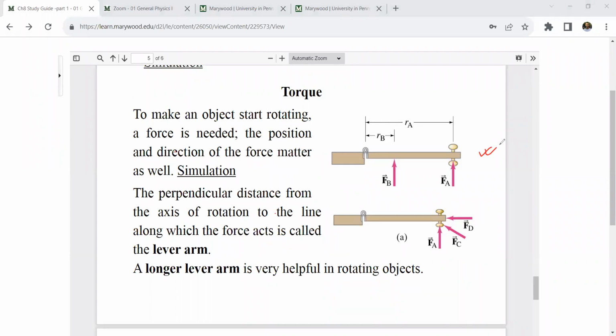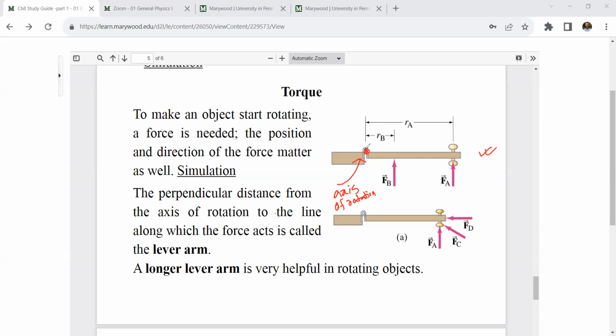The door rotates about this axis. This is the axis of rotation. This is the top view of the door, and this door can open or close about this axis. This is the hinge of the door, and we can rotate this door about this axis.